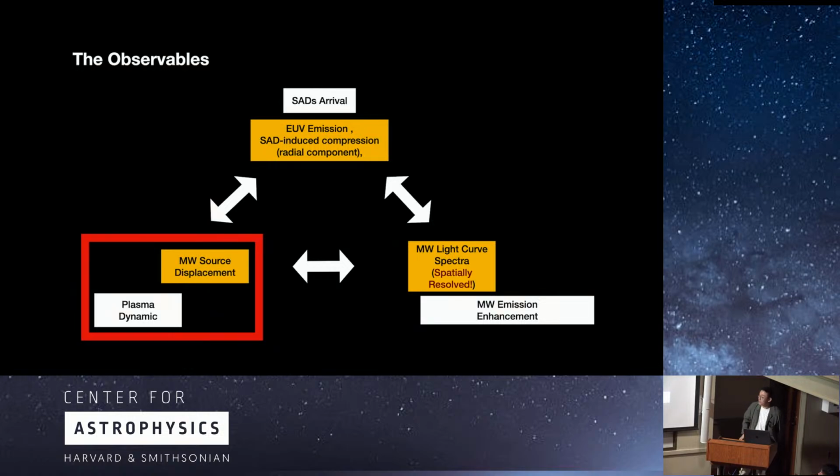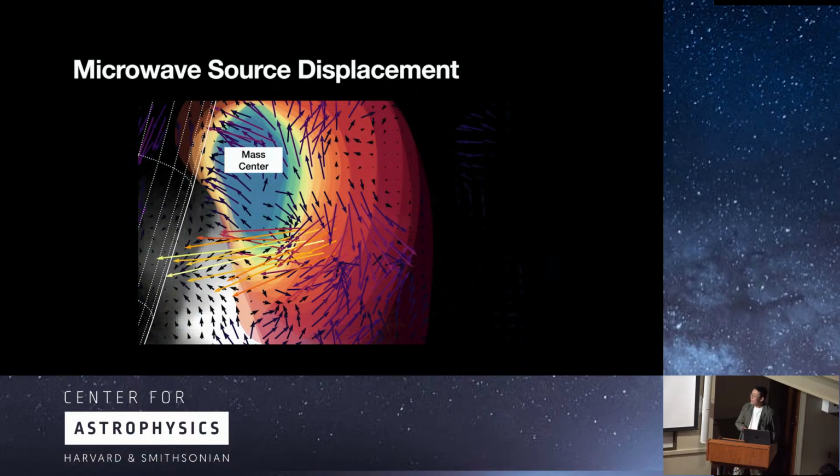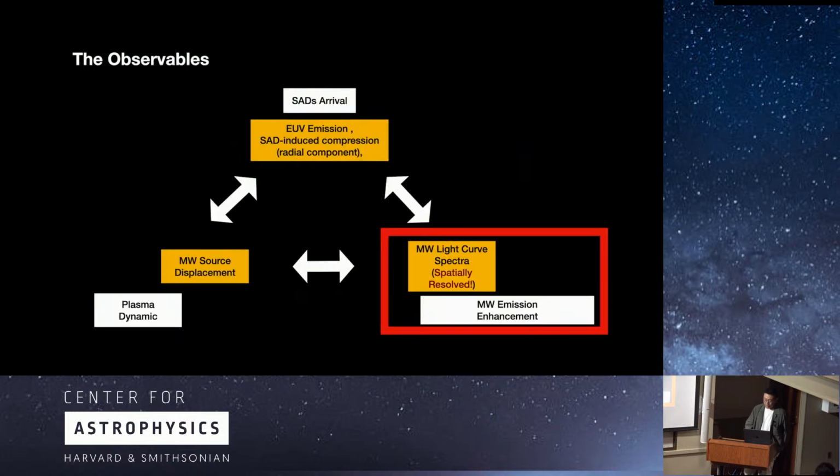Another observable is the microwave source displacement, because we have microwave images with pretty good temporal resolution. In this case, we use 2 seconds, but the instrument can do up to 1 second. So it's very good at capturing those very dynamic processes during solar flares. This is how we get the microwave source displacement. And the third one is, of course, the microwave light curve and spectrum.